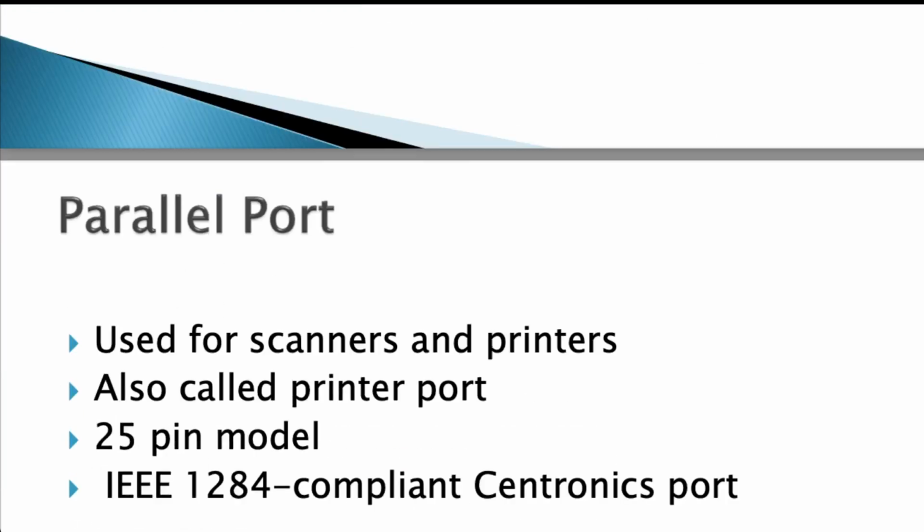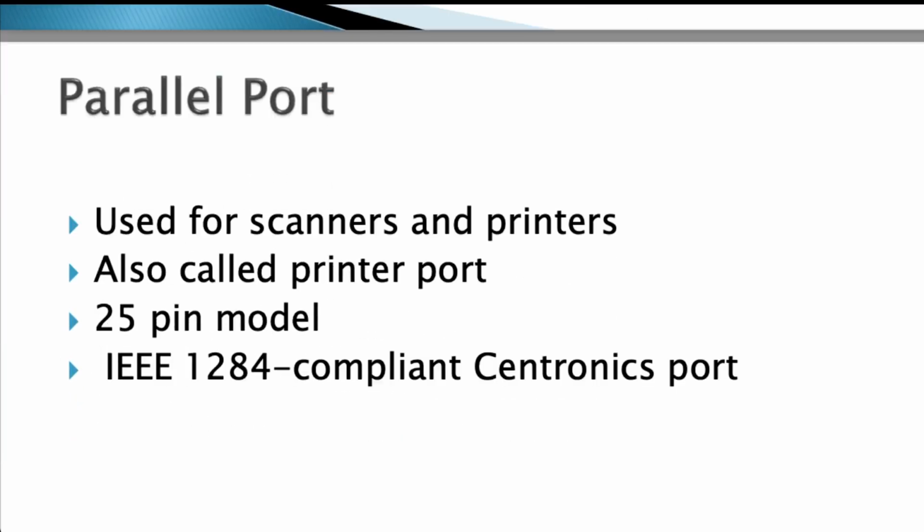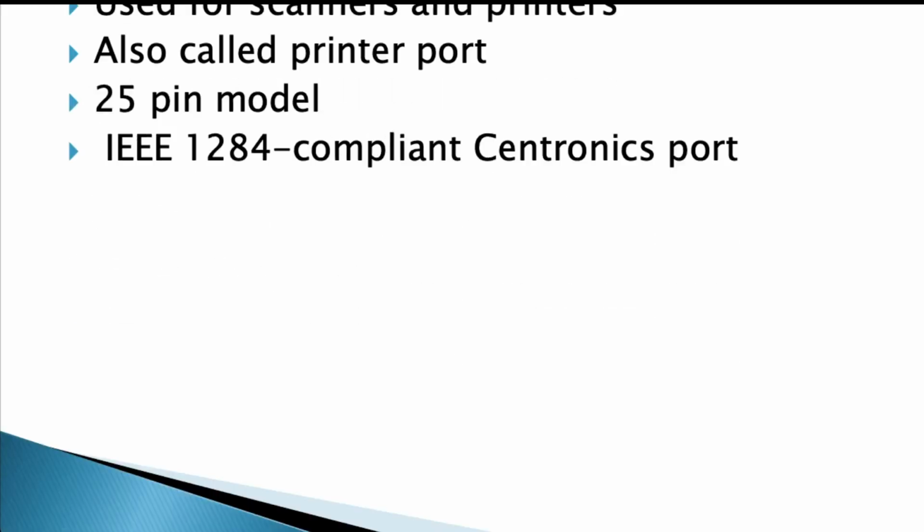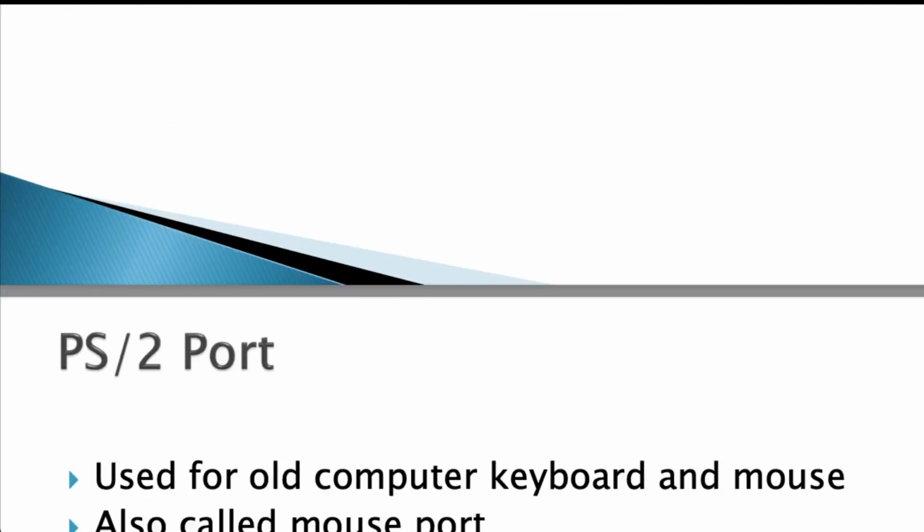Then we have something called a parallel port. A parallel port normally would be used to connect some kind of scanners and printers in olden days, also called the printer port, a 25-pin model that's IEEE 1284 compliant. Nowadays, we have printers that also connect through Wi-Fi, USB, and so on.